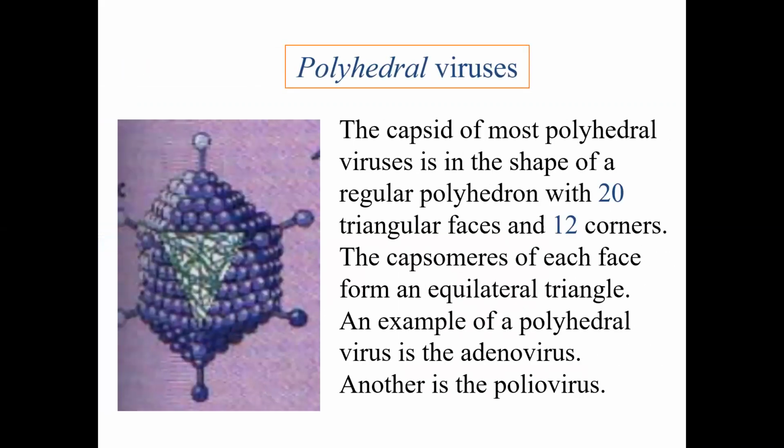We can have polyhedral viruses, right? So they give an example here. In this case, this polyhedral virus has about 20 triangular faces and 12 corners. The capsomers of each face form an equilateral triangle. An example of this type of structure you will find in adenoviruses or polioviruses.